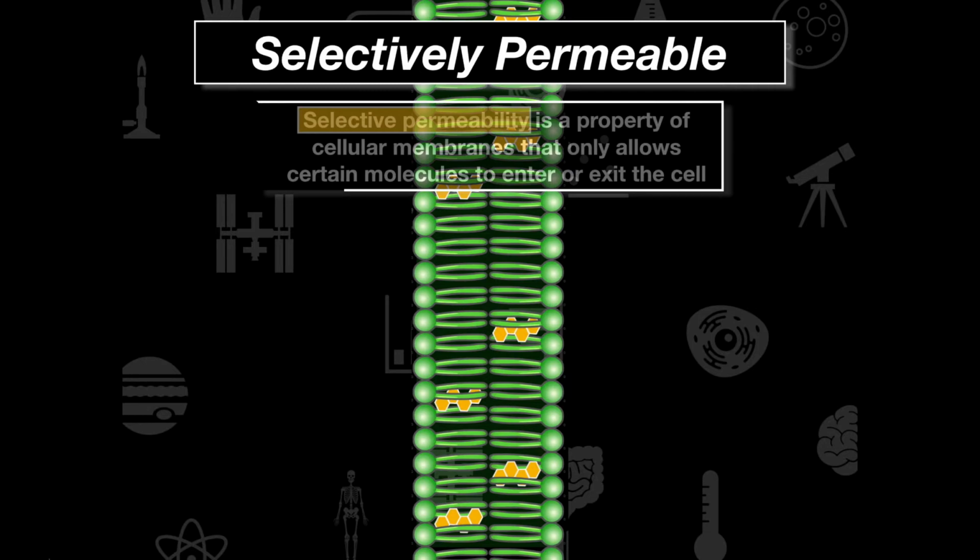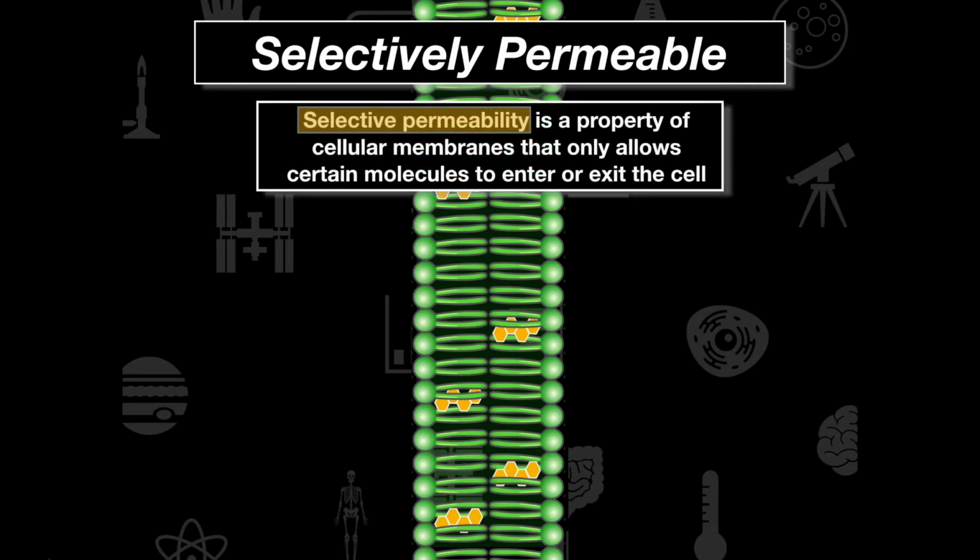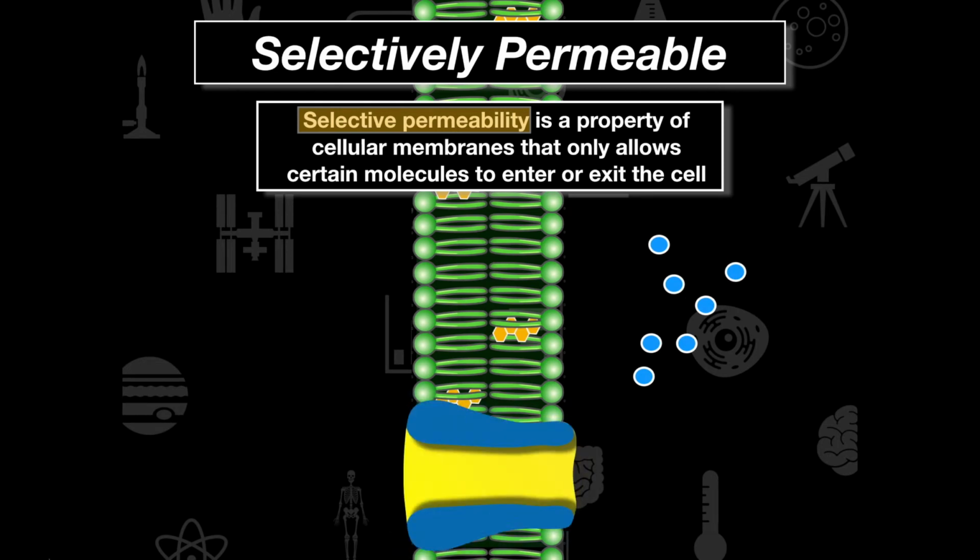Selective permeability is a property of cellular membranes that only allows certain molecules to enter or exit the cell. Some molecules are small enough that they can simply pass through the membrane. We're also going to have channels for molecules that are too large but are of the right shape and polarity to pass through. If molecules are not small enough to fit through, or they're not the right shape to fit through the protein channel, then they're not going to pass through the membrane. That's what we're referring to when I say selectively permeable. We're being selective about what goes in and out of the membrane to regulate and maintain homeostasis in the cell.